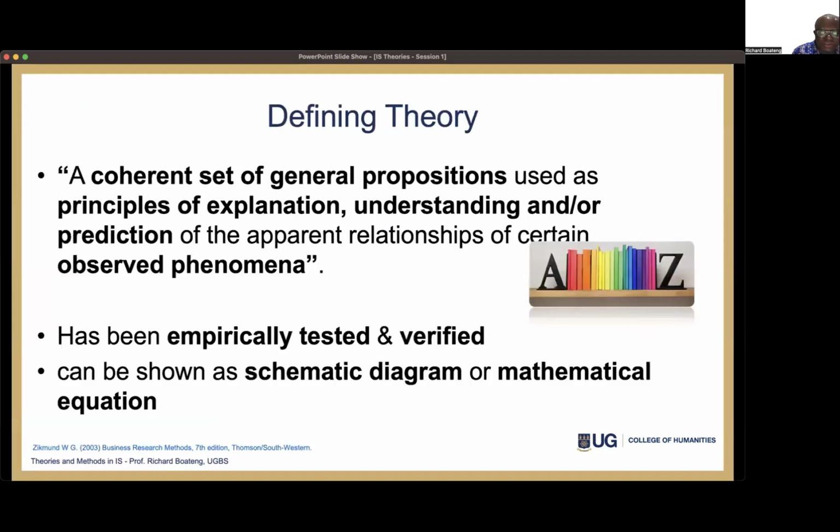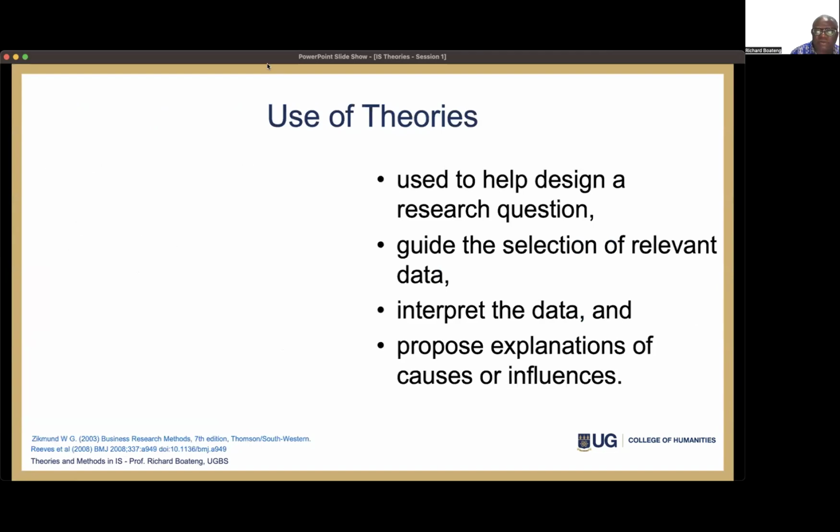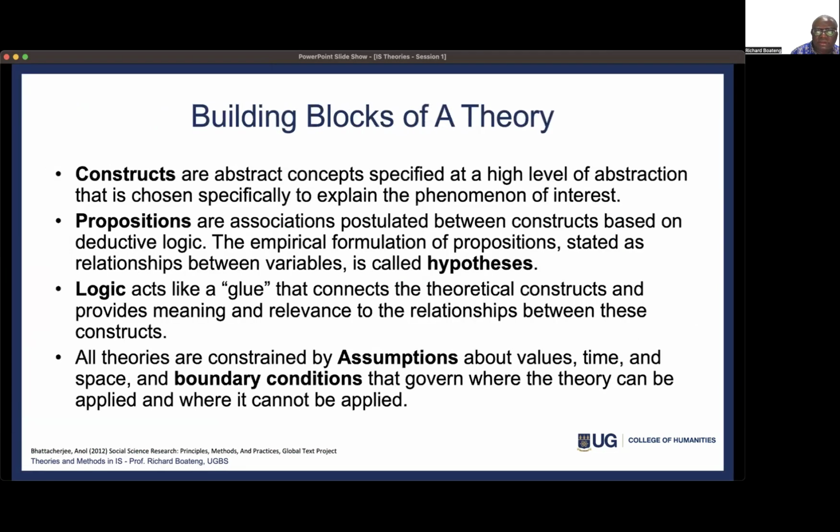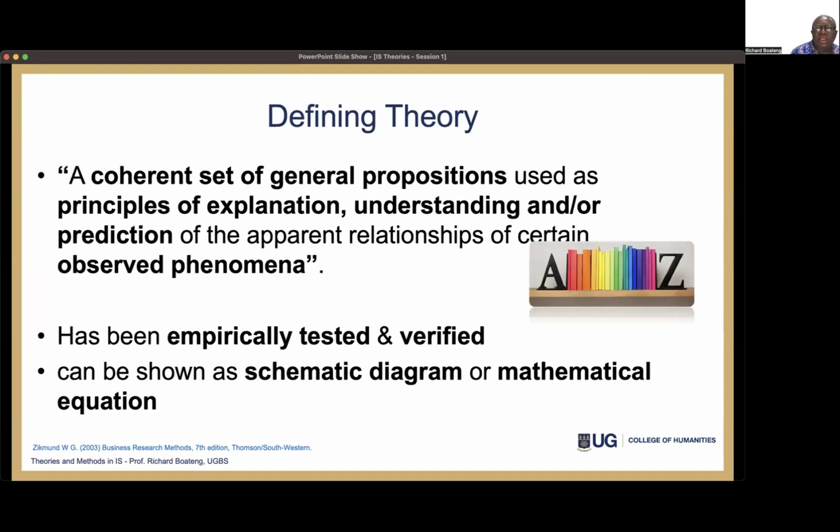Building blocks of a theory. This is the last part of what we want to look into. We mentioned that a theory is a set of general propositions. That means that in a theory, you find something called a proposition, and these are used as principles of explanation, understanding, and prediction. That is the logic of the principle of the theory. So you also find something called logic: an apparent relation of certain observed phenomena.